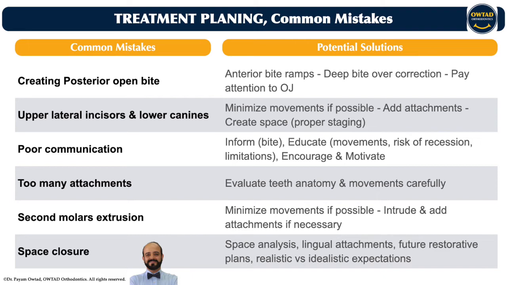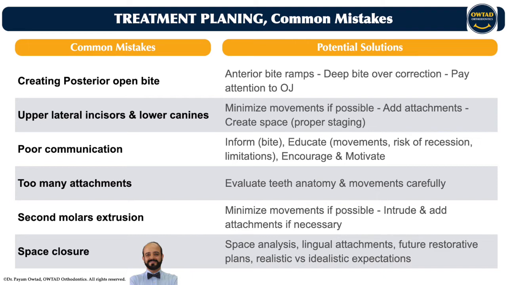One is creating posterior open bite. And as you saw in your case today, if you don't compensate, if you finish ideal overjet, overbite, and bite everything in the digital setup, because of the thickness of the aligner and the bite deepening effect that the appliance has, you're going to end up with heavy anterior occlusion and posterior open bite. And in order to compensate for that, you basically add anterior bite ramps.